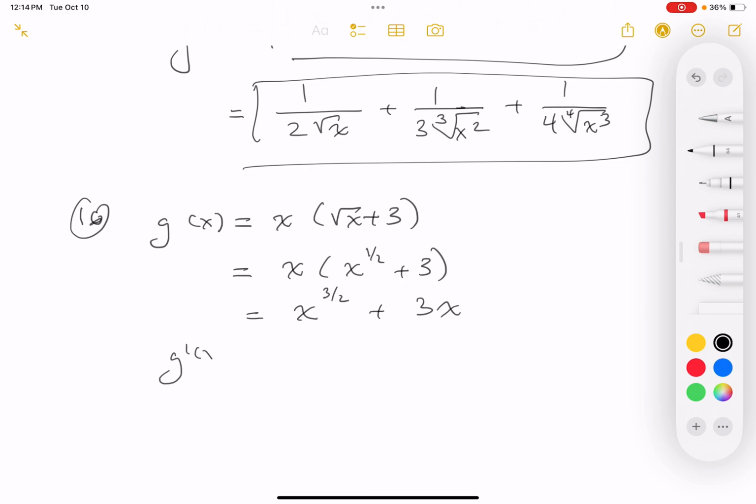Let's write down G prime. Sorry about that. What do you have here? 3/2 x. Take away 1 from the exponent. That's going to be 1/2 plus 3. All right. I consider this to be a good answer. I just want to read it a little bit differently.